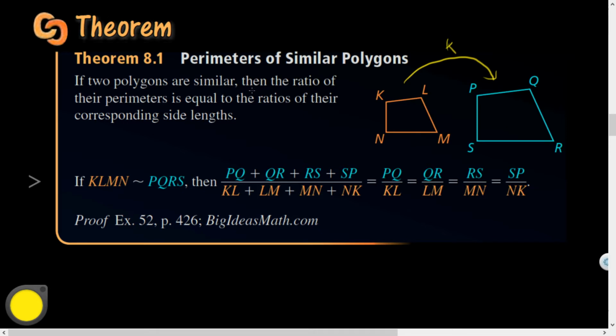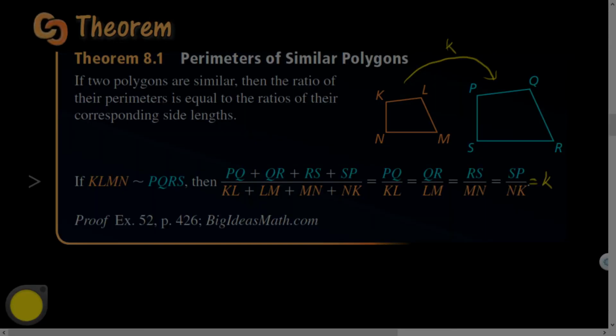Okay, so if two polygons are similar, the ratio of their perimeters is equal to the ratio of their corresponding sides. So the perimeter of one would be the sum of all of its parts, right? And that's going to be the same as the ratio of any of their sides, which is also equal to just k, the scale factor. Right? Do you believe it? Okay, example 4.